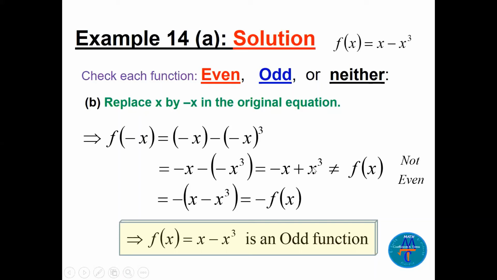Now we continue. Take a minus outside from the bracket here. Take a minus common factor. So it becomes minus. Inside we have x minus x cubed, which is the same as the function. So I can write f of minus x is equal to minus f of x. That's the odd. You see the odd definition? f of minus x is equal to minus f of x. This function, the given one, is odd.